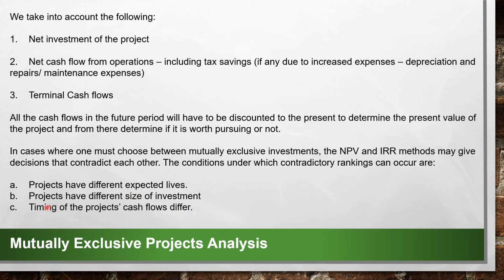So in cases where one must choose between mutually exclusive investments, NPV and IRR methods may give decisions that contradict each other. The conditions under which contradictory rankings can occur are, especially, A, if projects have different expected lives, B, if the projects have different sizes of investment, and C, if the timing of the projects' cash flows differ. So in these cases, our NPV and IRR methods may rank projects differently.